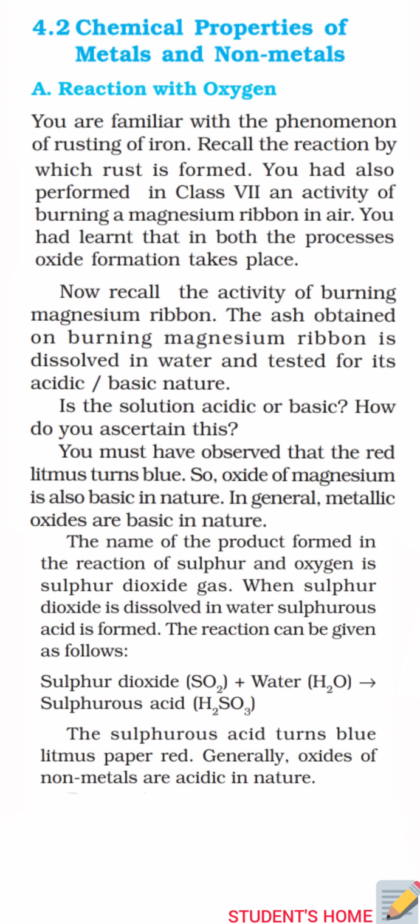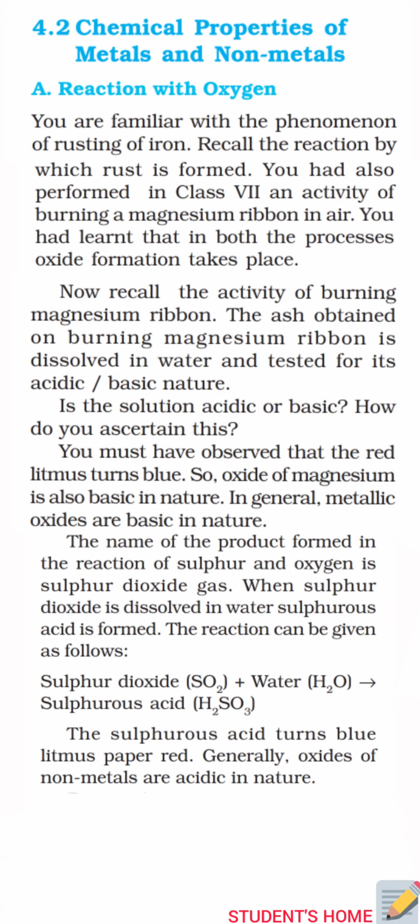So now class, we are going to discuss the chemical properties of metals and non-metals. So the first topic is the reaction with oxygen. You are familiar with the phenomenon of rusting of iron. Recall the reaction by which rust is formed. You had also performed in class 7 an activity of burning a magnesium ribbon in air. You had learned that in both the processes oxide formation takes place.